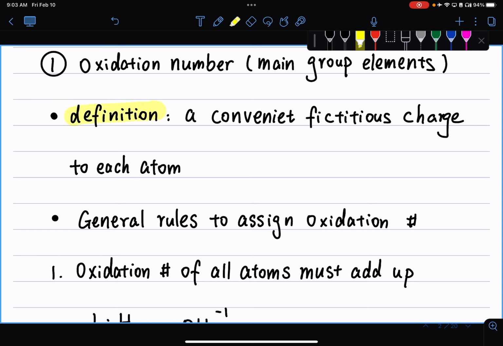The definition of oxidation number is effectively a convenient fictitious charge that we assign to each atom. One thing to keep in mind, the oxidation numbers we write like +6, +2, -2. These are not real charges. These are just fictitious charges we added there to help people annotate the atoms in a molecule. We have some general rules to assign the oxidation number, so we'll go over these general rules and then we'll do some practice together.